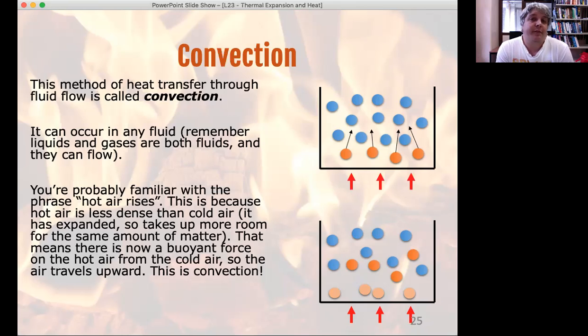You're probably familiar with the phrase hot air rises, and that is exactly the idea of convection. The idea that as you heat up a pocket of air, it now becomes less dense than the surrounding air because gases do technically expand. As I said, we're not going to get into all the equations and formulas for thermal expansion for gases, but they do still try and expand. They want a bit more space, and so that rises much the same as you see here with liquid convection.